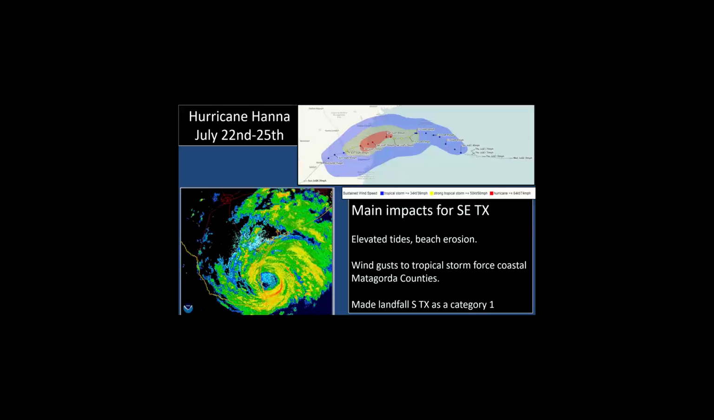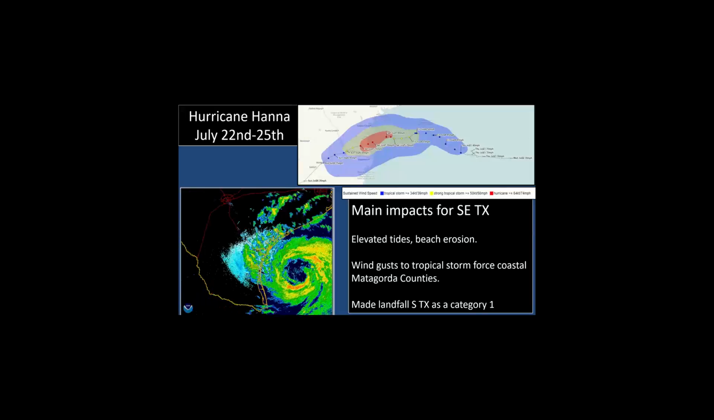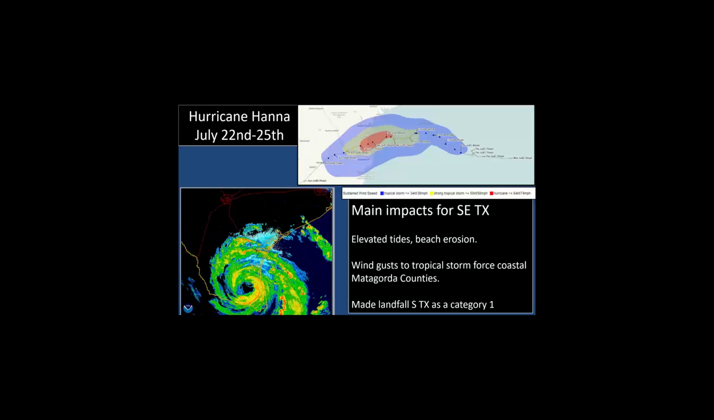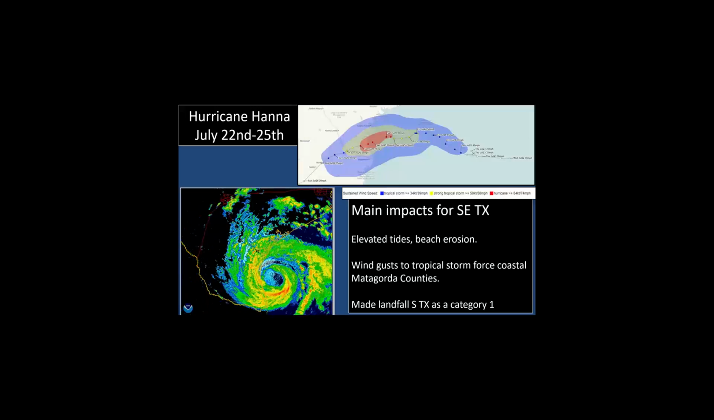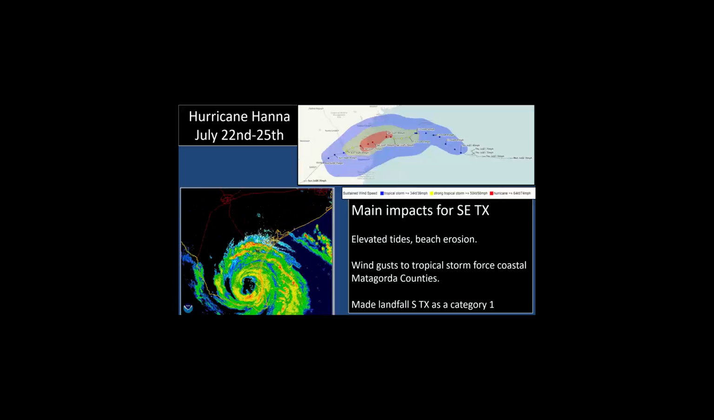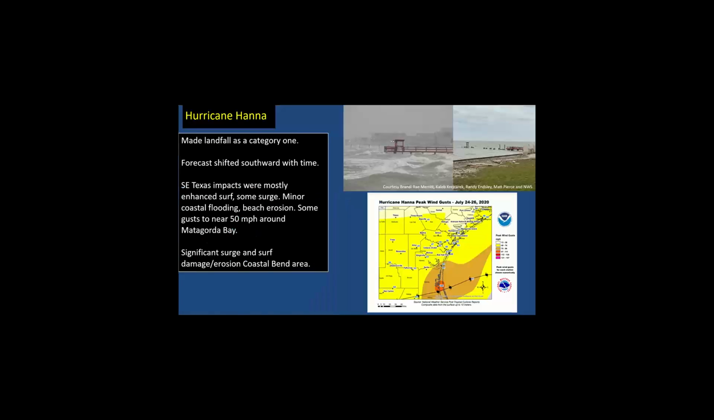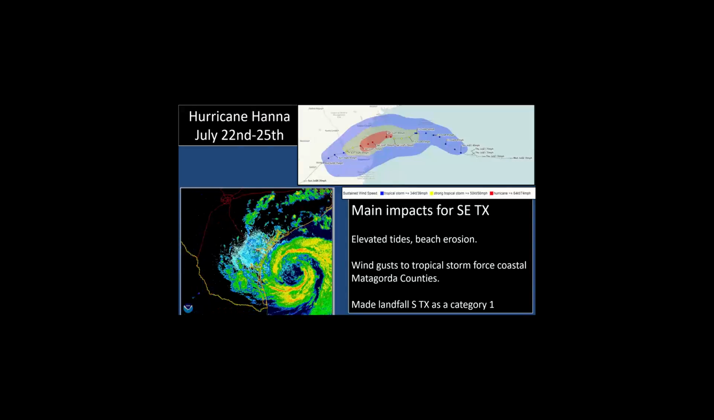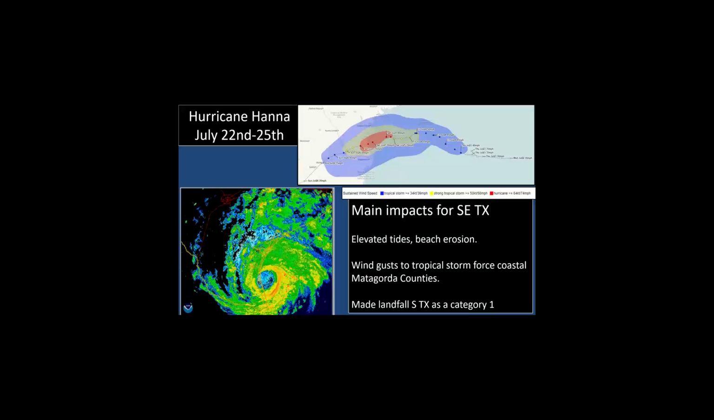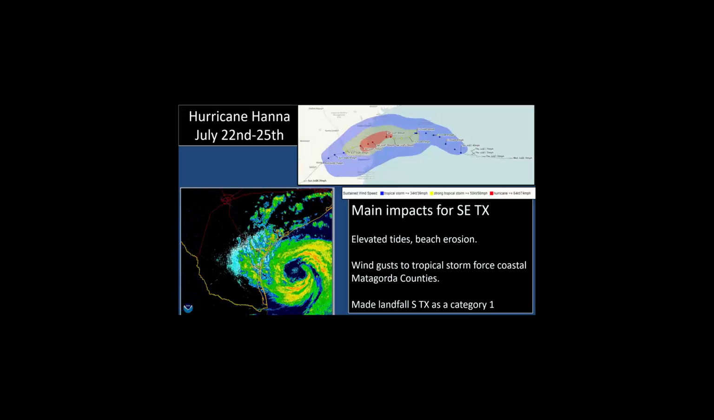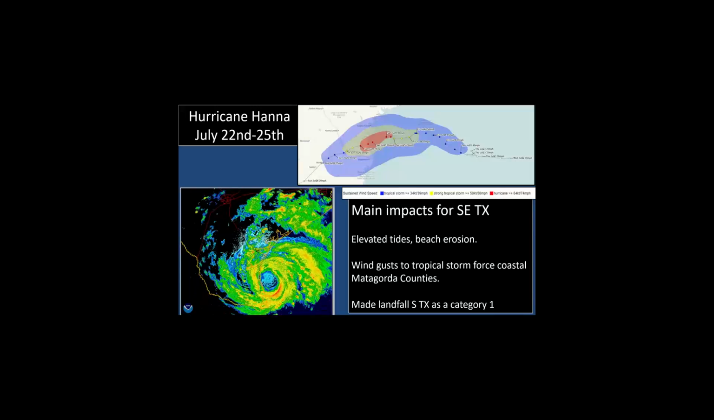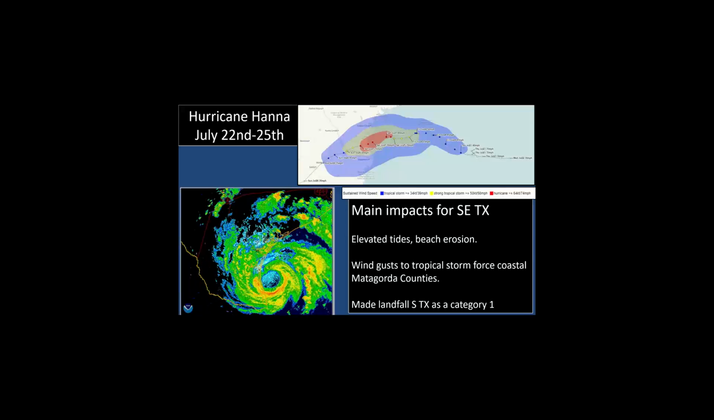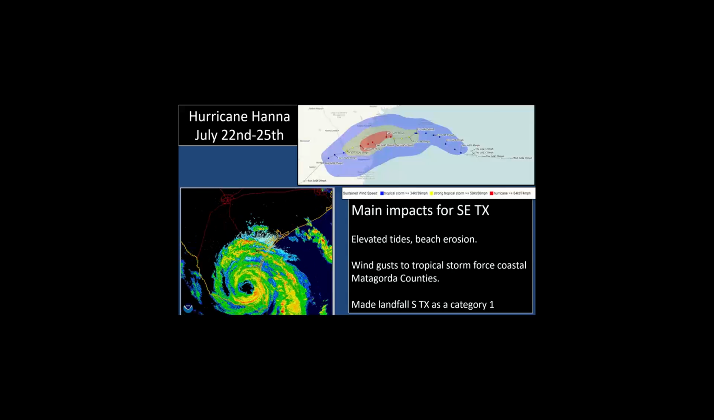You can see the radar loop there of Hannah making landfall on the South Texas coast. For us here in Southeast Texas, we were on the fringe. We did see some high winds around Matagorda Bay, some gusts up to 50 miles per hour, and we had some elevated tides and beach erosion from the waves that come off these storms. But we did not get the direct impacts because the storm tracked well to our south.